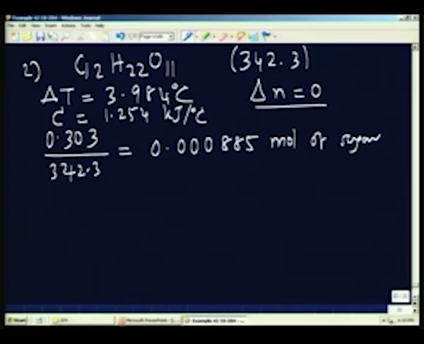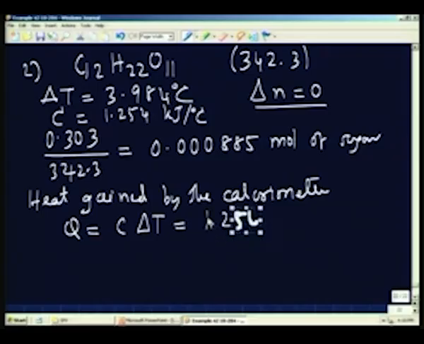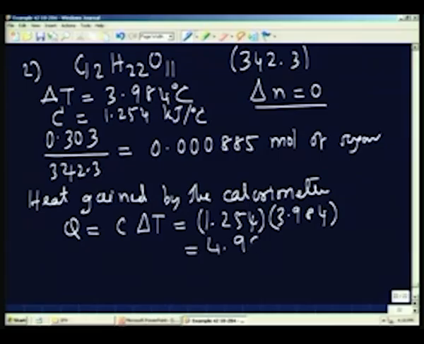Therefore, with this value I can find out the heat gained by the calorimeter. Q is equal to C delta T, which is 1.254 from the previous value multiplied by 3.984. This will give you 4.995 kilojoules.